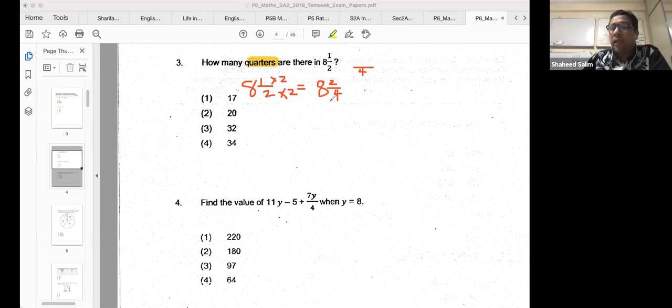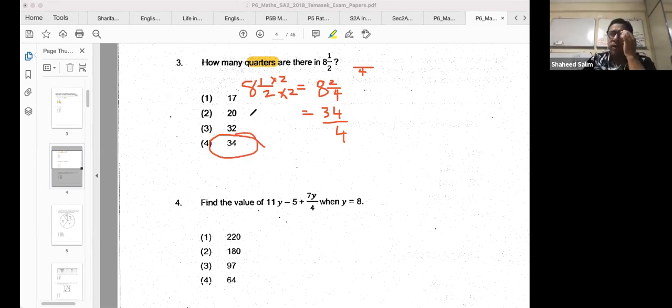As I tell Akil Ahdan, he forgot about the half. So now what do you do? Change this to an improper fraction. 8 times 4, 32, plus 2, 34. So 34 quarters. That's it, 34 quarters.